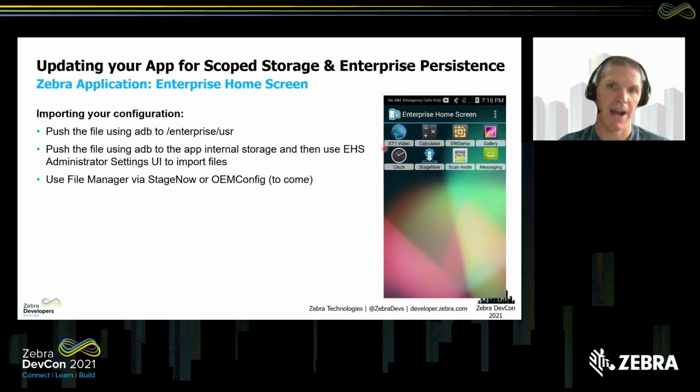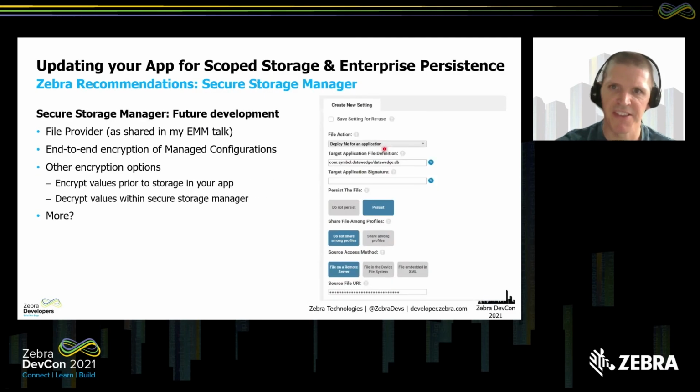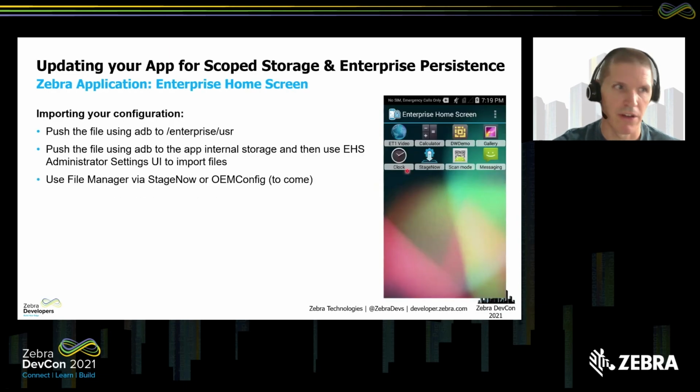You can push the file to app internal storage, same locations as on the previous slide, or you can use File Manager via StageNow or OEM config. I covered this in more detail in my EMM slide talk, so I won't go into it more here, but you can also use file manager through OEM config or StageNow to deploy a file in a secure manner to EHS that's compliant with scoped storage. And I said that will be in a soon to be released version of EHS.